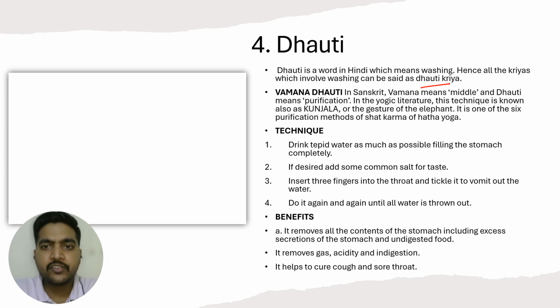In the yogic literature, the technique is also known as kunjal, or kunjal dhoti, or the gesture of the elephant. So this word comes from the elephant. It is one of the six purification methods, the shatkarmas, of Hatha yoga. These cleansing techniques are all mentioned in Hatha yoga.